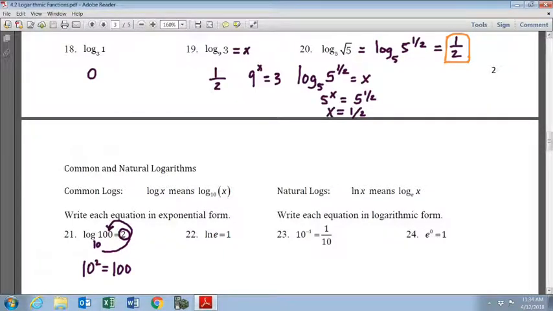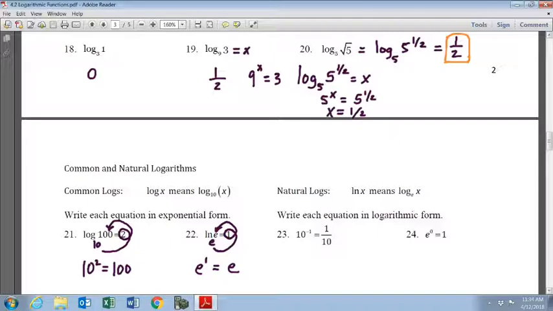On number 22, our base is e. Remember, a natural log, an ln, represents log base e. So our base here is e. You could write it in like I did there. Now if we go to exponential form, it'll be e to the first power is equal to e. And that's what we have here. And that's true. E to the first power does equal e.